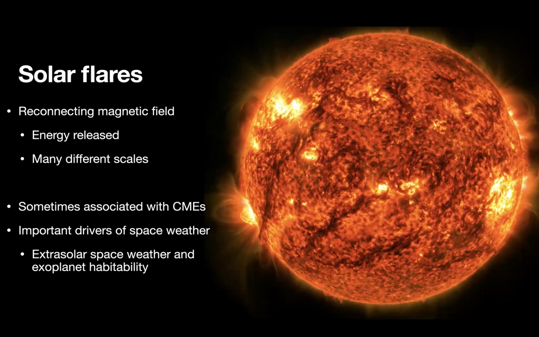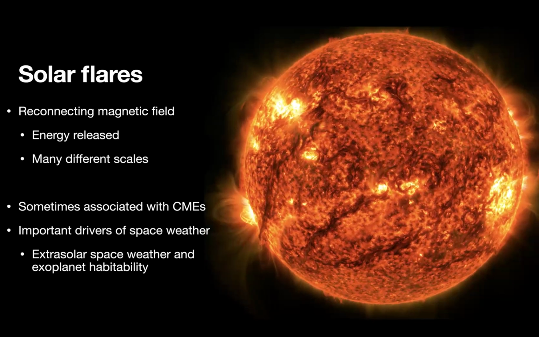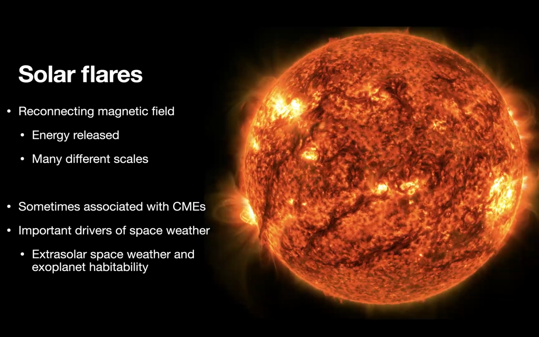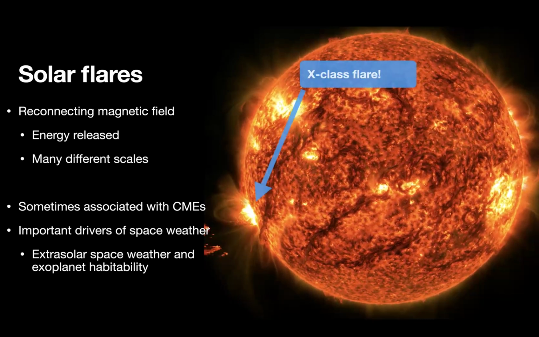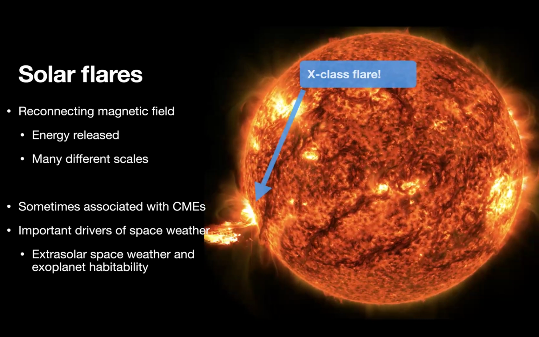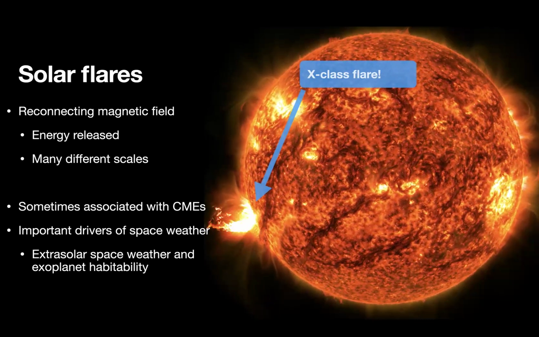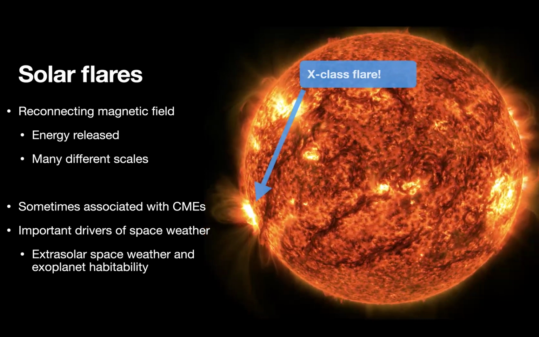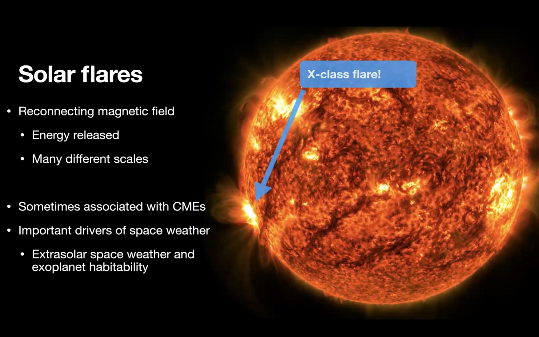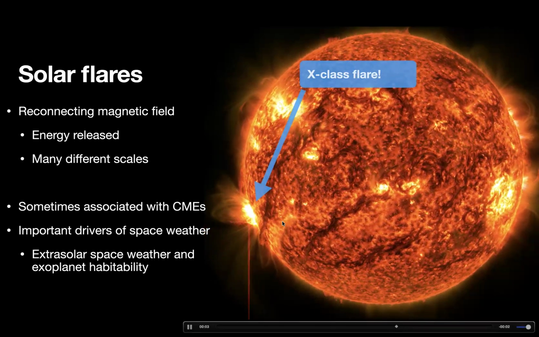Solar flares occur on many, many different scales. The most powerful flares are called X-class flares, which you see an example of here. But you also see much smaller flares down to microflares, and even the hopefully famous or infamous nanoflares at even smaller scales than that, thus releasing less energy, but still contributing to heating.